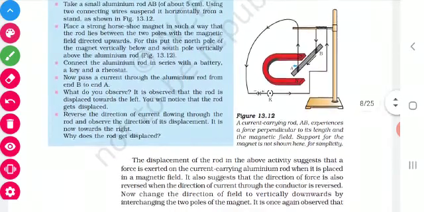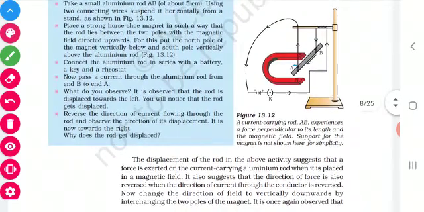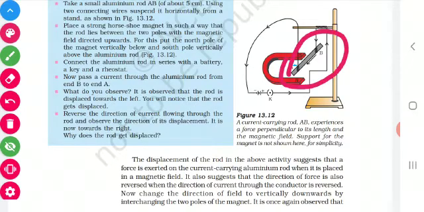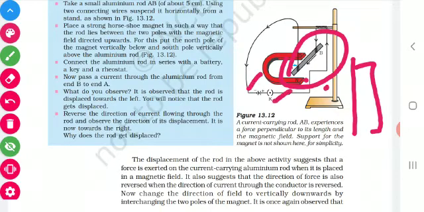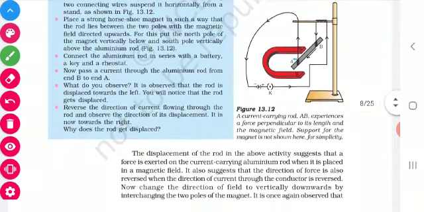Have you all understood? So what we have to do is take the aluminium rod AB. Listen children, I will explain once again. This is the aluminium rod AB. It is held horizontally like this and placed between the magnets. The magnet is placed vertically. Then it is connected to the battery and the key. Now we have to pass the current.